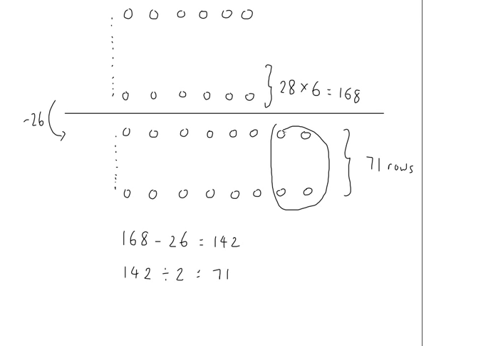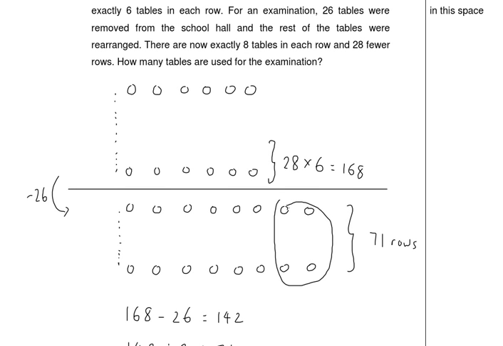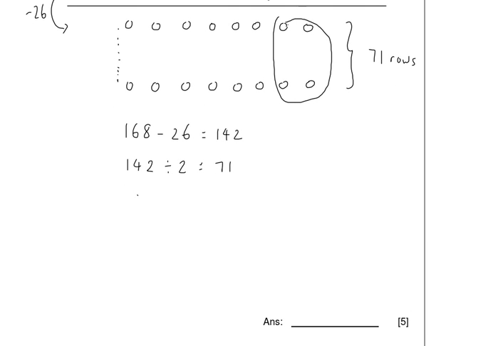Okay, what is the question asking for? How many tables were used for the examination, right? So since I know that there's 71 rows and each row is 8 tables, we'll know that we have 568 tables used.